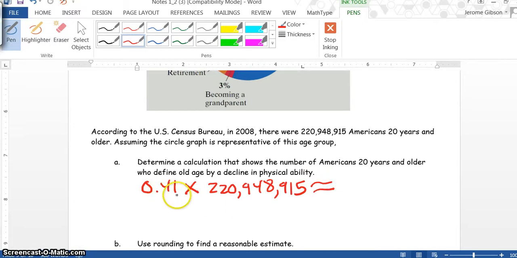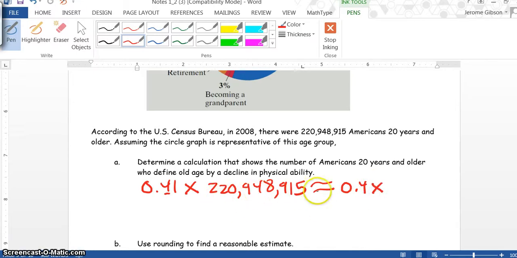Now this 0.41, which is representative of 41%, we will round to the tenths place. So we'll look here, the 4 is in the tenths place. We look to the right of it, it's a 1. So the 4 remains the same, and we'll drop everything behind the 4. So that'd be 0.4. And we will multiply here.